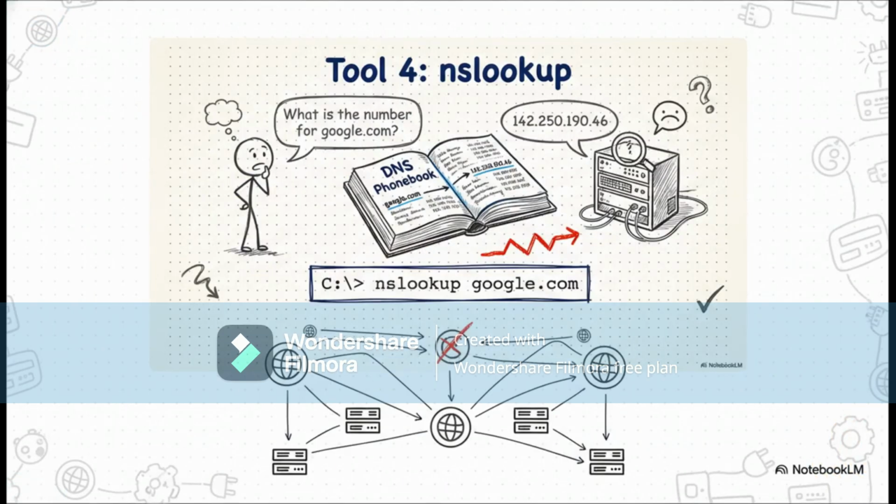And our final tool is nslookup. Here's the thing. Computers don't understand names like google.com. They only understand numbers, their IP addresses. So nslookup is like the internet's translator. It looks up a website name in a giant DNS phone book to find the correct number. If that phone book is broken or you can't reach it, you won't be able to find any websites.